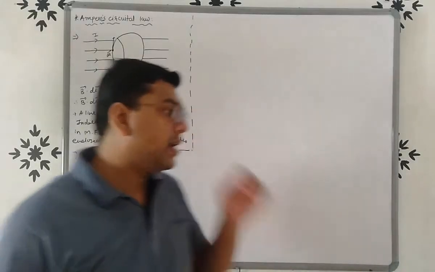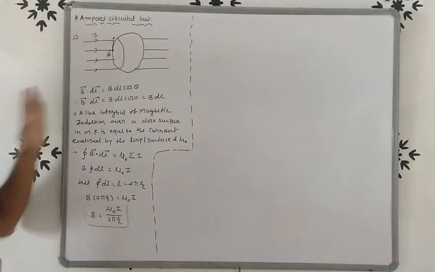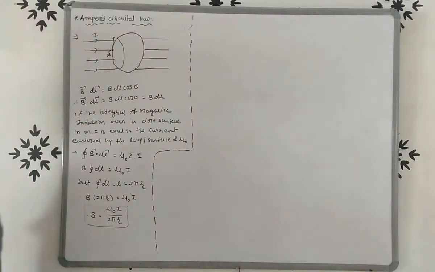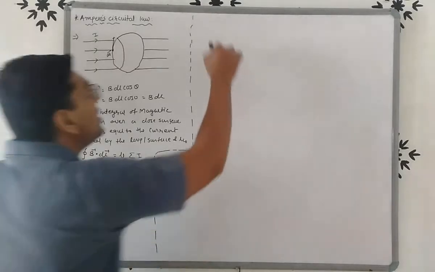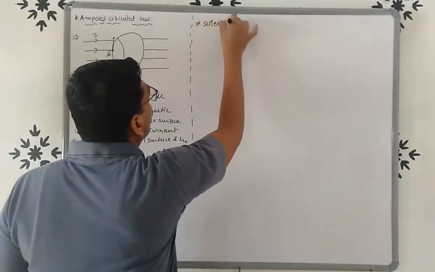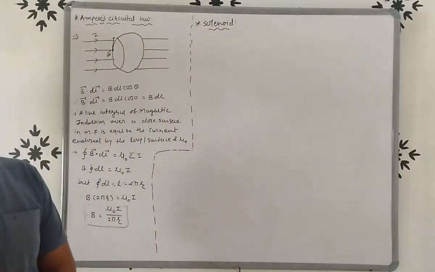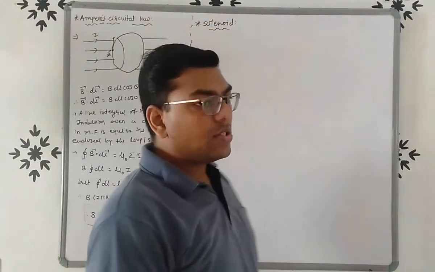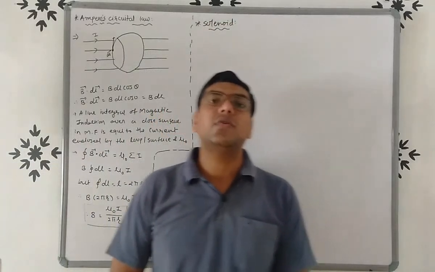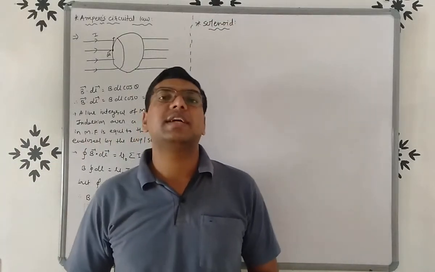Right? So these are the different points. So this is about Ampere's circuital law. Now we will discuss solenoid, right? Friends, you already know about solenoid. You already studied this in standard 10.